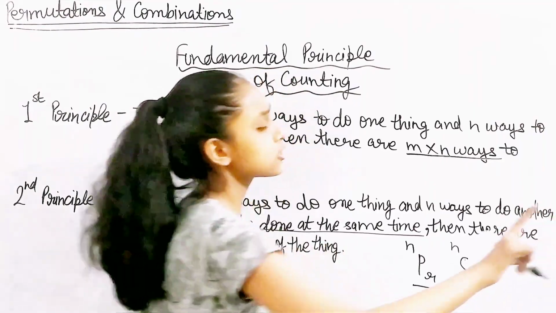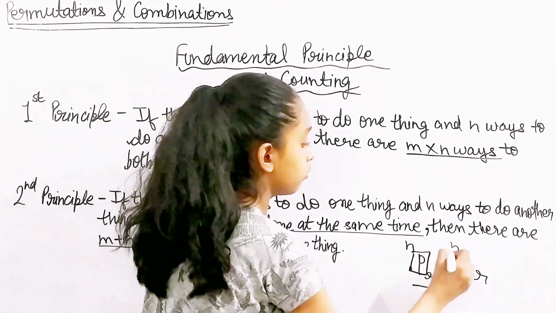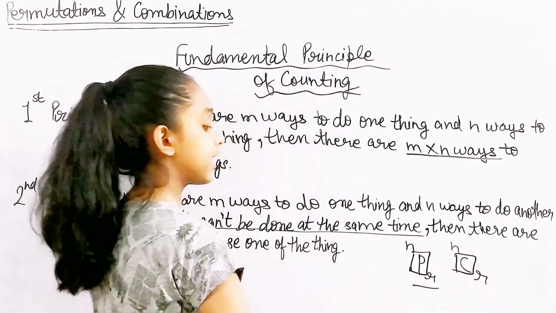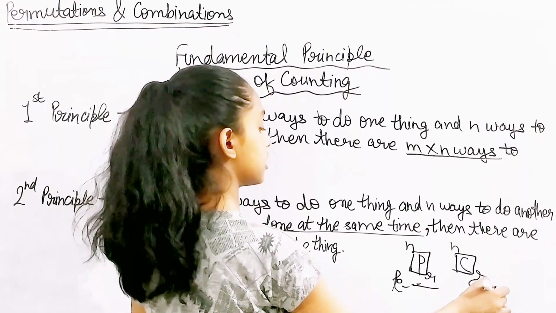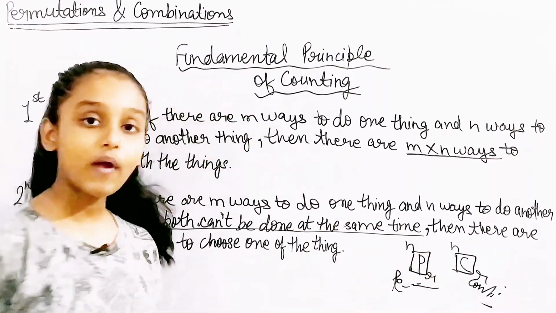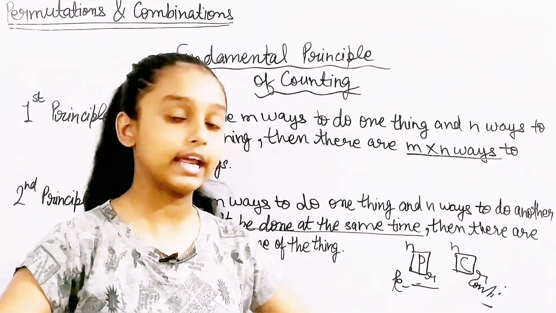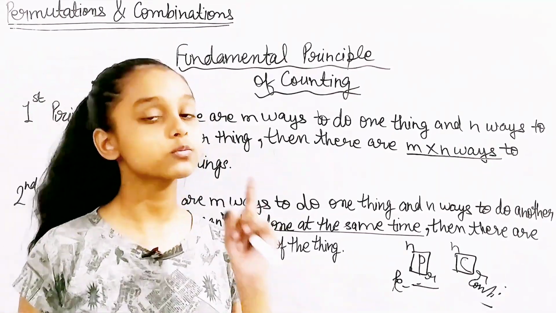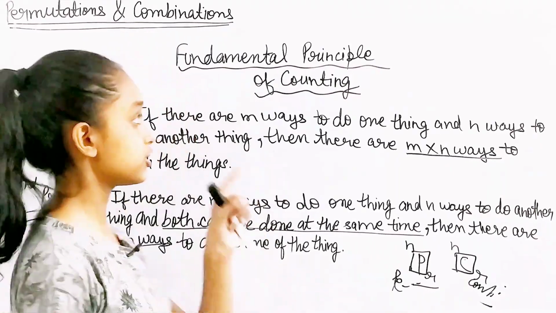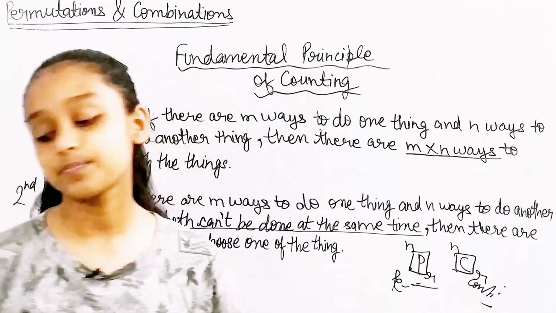NCR is exactly the same, just at the place of P, we'll put C. This is for the permutations and this is for the combination, okay? So these two things are clear, and let me just clean this board and then we will do a question related to this principle. Okay, let's do this.